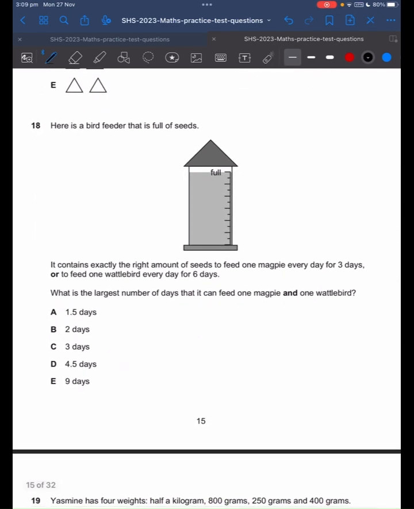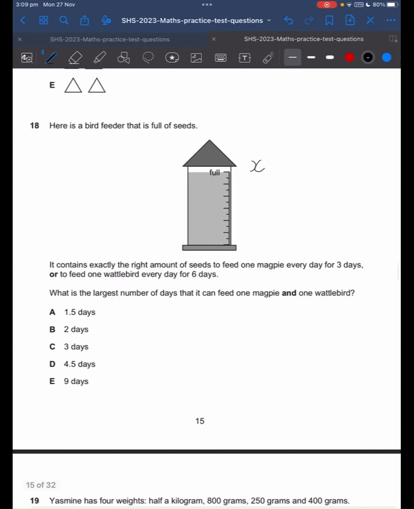For question 18, we know that this bird feeder can feed 1 magpie every day for 3 days. So since this is for, let's say there is an x amount. Now x can be any random number, we don't know how much. And it feeds them for 3 days. Plus, now it's the same amount, so x over 6 days. And that gives us 1 whole basket.